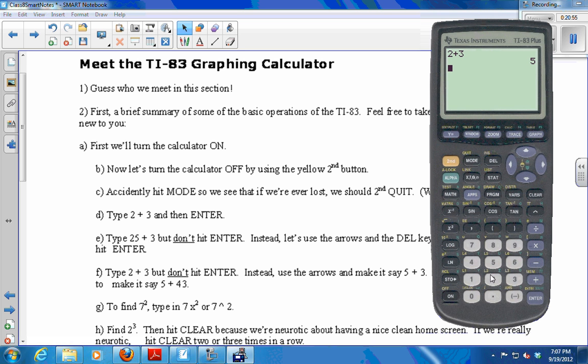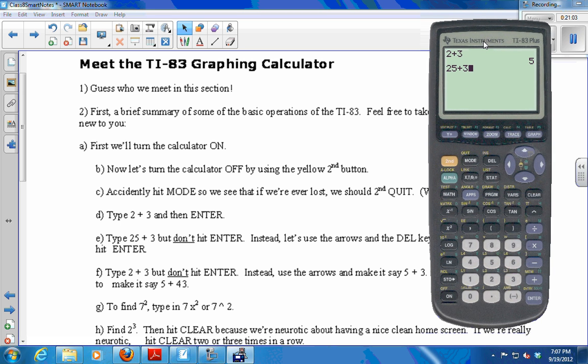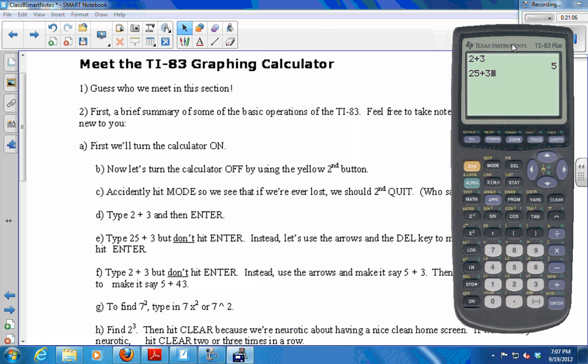So now let's do 25 plus 3, but don't hit enter. Let's say we said, oh shoot, I wrote 25 plus 3 and I meant to write 2 plus 3. You can use the arrows and the delete button to get rid of the 5. And let's say you deleted it and then you said, oh no, I wish I had it there. I really meant 25. You can use the insert button, which is right above delete, to put it back in. So you hit yellow and then insert, and you can type the 5 back in.